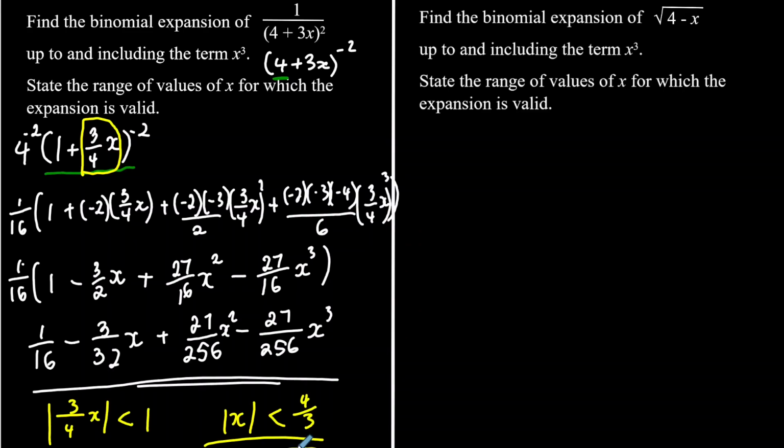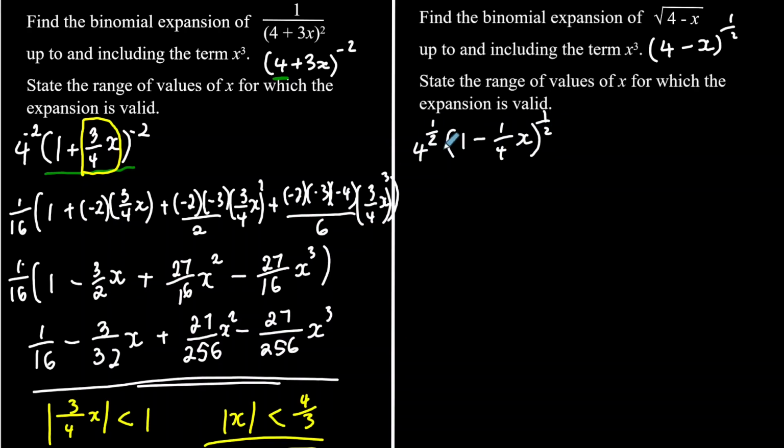One for you to try. Give this one a go. So find the binomial expansion of the square root of 4 minus x. That's the same as 4 minus x to the power of a half. It's got a 4 on the front, so let's factorize it out. So 4 to the power of a half times 1 minus 1/4 x to the power of a half.